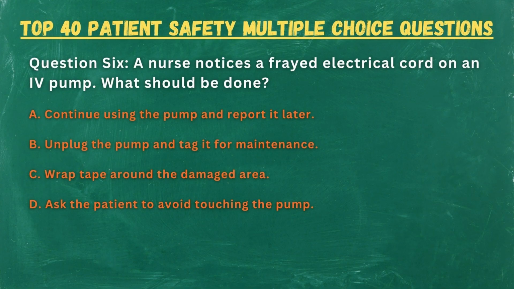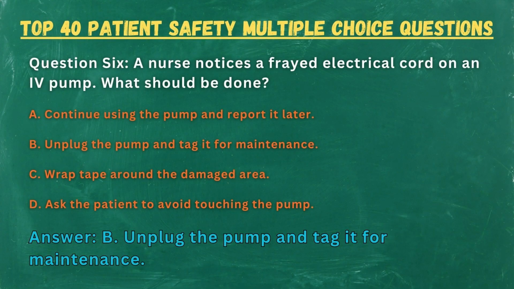Question 6. A nurse notices a frayed electrical cord on an IV pump. What should be done? A. Continue using the pump and report it later. B. Unplug the pump and tag it for maintenance. C. Wrap tape around the damaged area. D. Ask the patient to avoid touching the pump. Answer. B. Unplug the pump and tag it for maintenance.